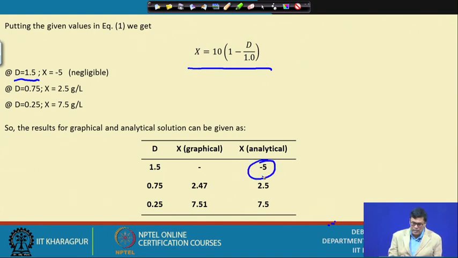Now, in this equation, if we put the value of d 1.5 directly, the x value is coming about -5, which is not possible. Am I right? So that means this is kind of a situation when there should not be any cell present in the reactor. But at 0.75 it is 2.5, and at 0.25 it is 7.5. So graphically also we find almost the same results. So there is no imbalance between the graphical and the analytical solution of this particular problem.